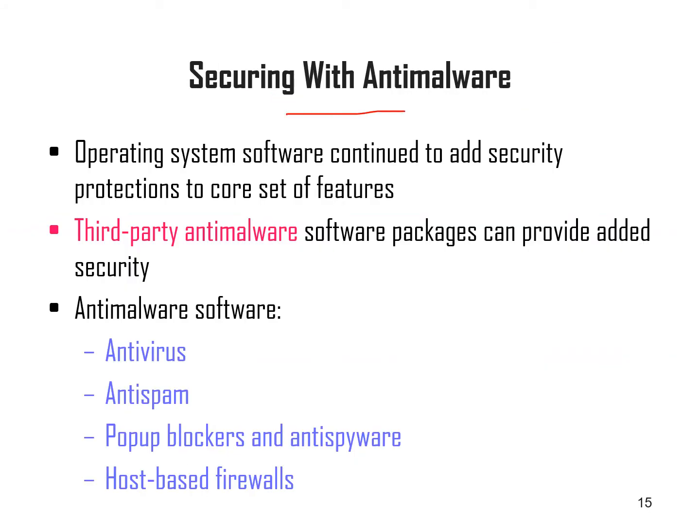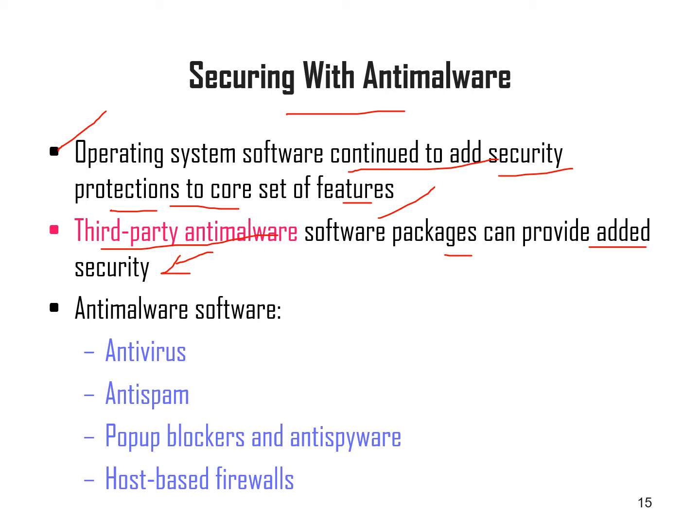So the next topic is securing with anti-malware, right? Operating system software continued to add security protections to a core set of features. Definitely every operating system will add security protections with some core set of features. In addition to these security protections, we also have third-party anti-malware software. It is nothing but a software package that can provide added security, right? You can name some third-party anti-malware software; there are a number of them.